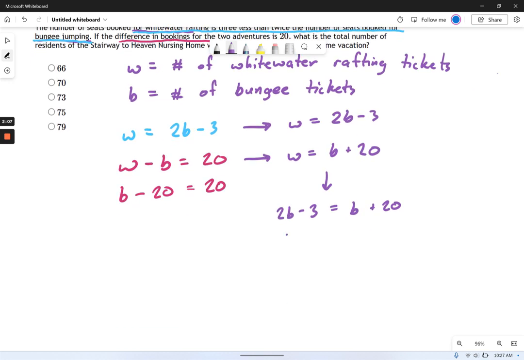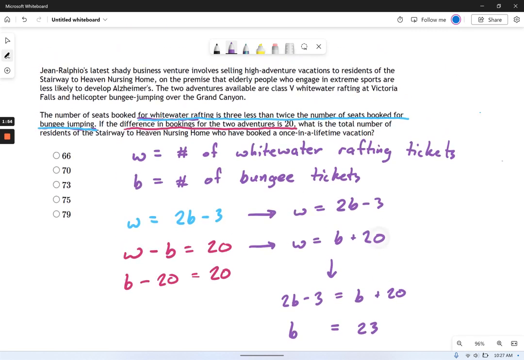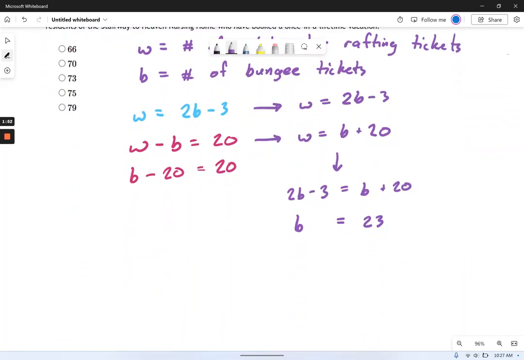So I'm going to subtract B from each side. That gives me a B over here. I'm going to add 3 to each side. That means 23 tickets were sold for bungee jumping. And if I plug that back into my, what was the question? The total number of residents. Yeah. So we want the total number of ticket sales. So that's one answer. And I'm going to plug that in by substitution back into one of my equations. So W minus 23, that's B, equals 20. Well, that means W must be 43.